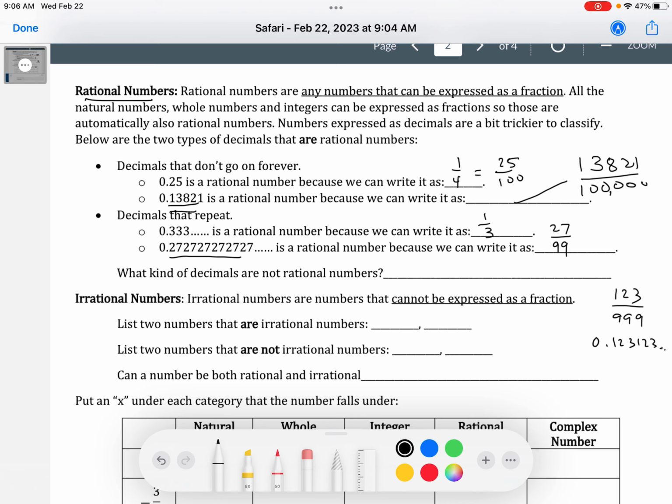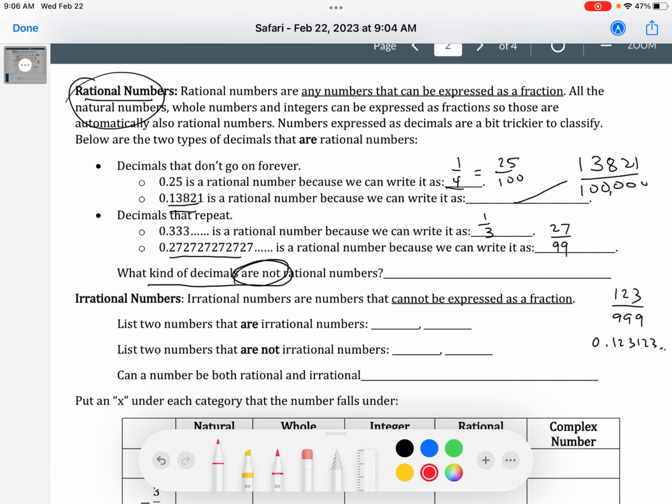It's kind of fun. So anyways, decimals that stop and decimals that repeat in a predictable pattern, these are both rational numbers. So what kind of decimals are not rational numbers? Well, decimals that are not rational numbers are numbers that go on forever.